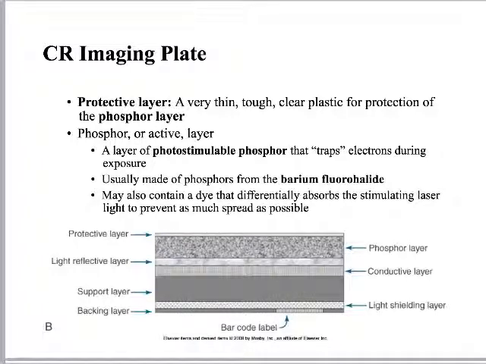So drilling down with a little bit of depth. Protective layer. I've said this is a very thin, tough, clear plastic for protection of the phosphor layer. In that phosphor, or the active layer, you have photostimulable phosphors, PSPs, that trap electrons during exposure. So if an X-ray hits them, they trap electrons. It changes their orientation, right? Typically, this is made of barium fluorohalide. That phosphor is made out of barium fluorohalide. It can also contain some dyes that help it absorb the X-rays a little bit better, as well as helping it absorb the laser that's going to scan over it.